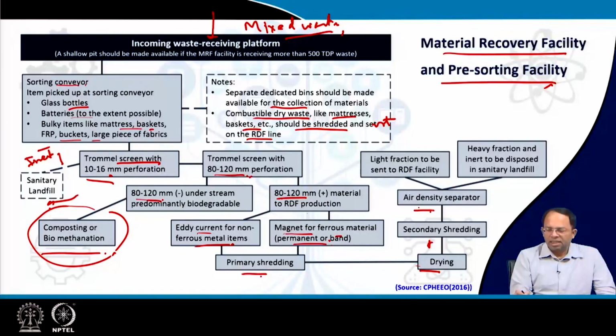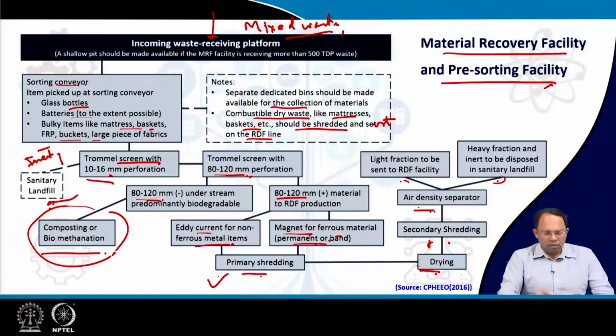Then using air density separator, the light fraction can be sent to the RDF facility and the heavy fraction goes into the sanitary landfill. So whatever is remaining after removing the metals, they are dried, they are shredded, and finally we separate it out. So one part goes into the RDF facility, the light fraction, whereas the heavy fraction goes into the sanitary landfill site. So this is a typical process flow chart of a material recovery facility, which is suitable for mixed waste in the Indian condition, and this can receive around 500 tons per day of waste.